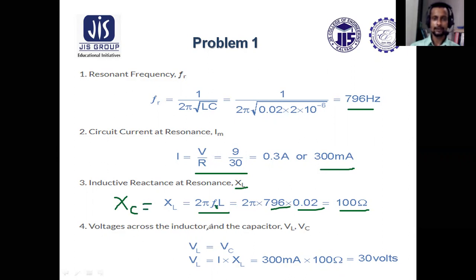So voltage across the inductor and capacitor, VL and VC. VL must be equal to VC at resonance. So VL equals I into XL. I is 300 milliampere and XL equals 100 ohm. So 30 volts will appear across VL, across the inductor.